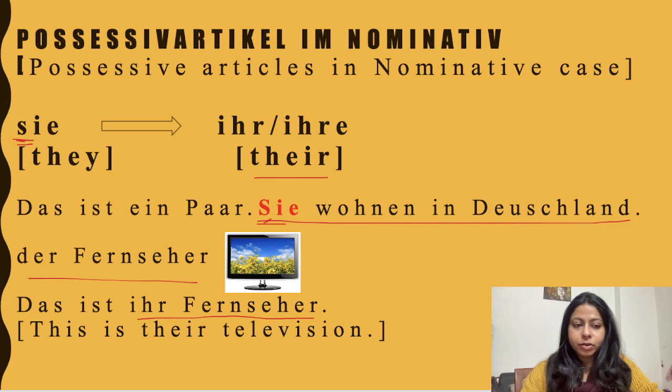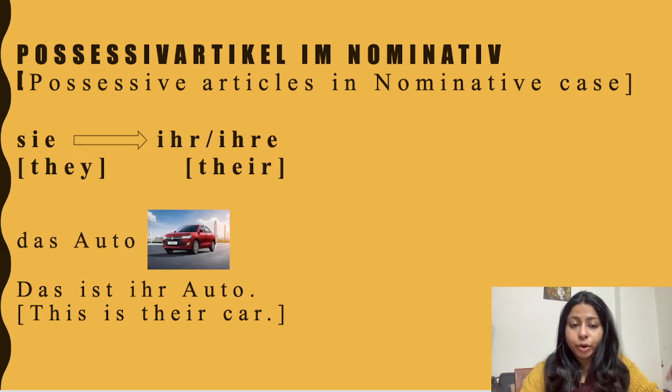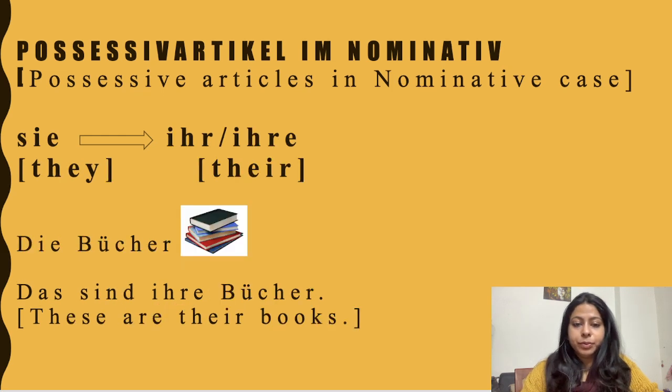With masculine, it's ihr. With feminine, it's das ist ihre Katze. It takes the ending e: das ist ihre Katze. This is their cat. With Neutrum, it would be das ist ihr Auto. And with Bücher, it would be das sind ihre Bücher. These are their books. So with feminine and plural, the article is die, hence it is ihre, and with masculine and Neutrum, it is ihr.